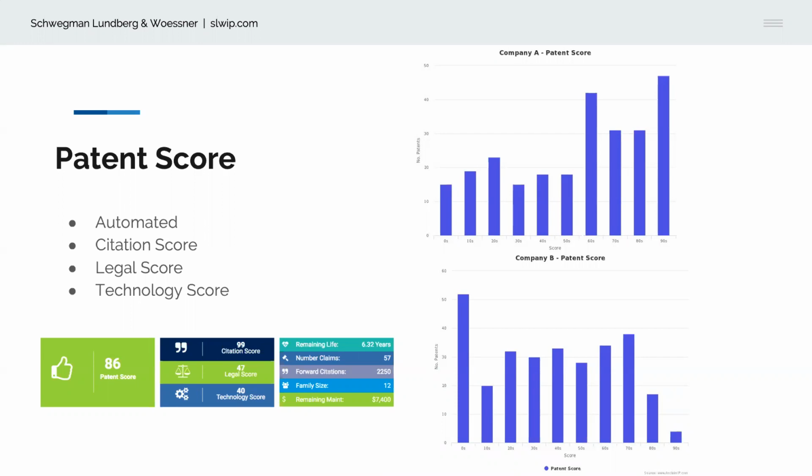Yeah, that's a good point, Andre. On the example of company B, the reason that they have such a high number in the 0 bucket might be that many of their patents have expired. Yeah, exactly. It will definitely move down that score as the patents get long in the tooth and close to expiration.